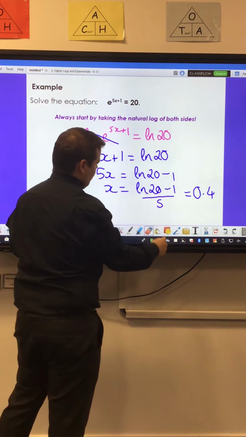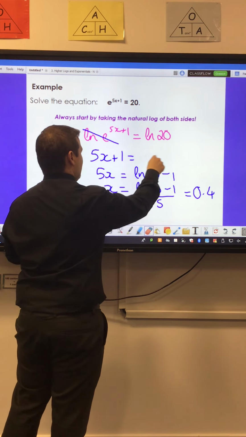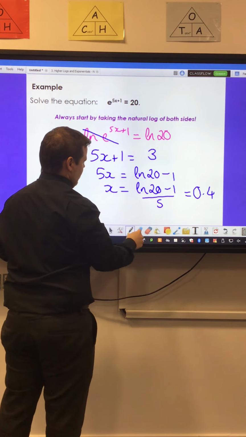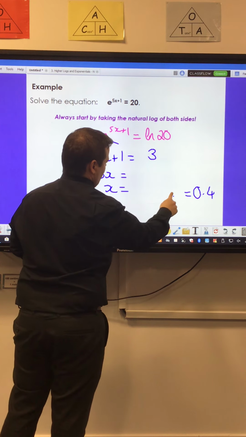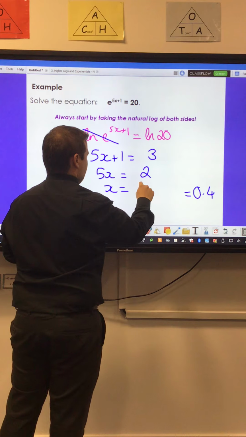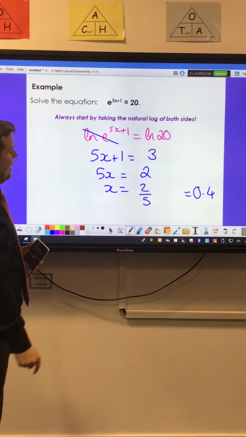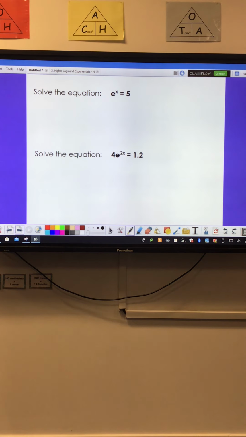Likewise, if you don't like the ln 20 bit here, you could change that to a decimal, which is 2.99, so we'll round it to 3 to make life a bit easier for ourselves. So that would give you 5x equals 2, x is 2/5, which is the same as 0.4, but either is fine there. Okay, have we got those two? Pause the video. I am going to work through the answers.